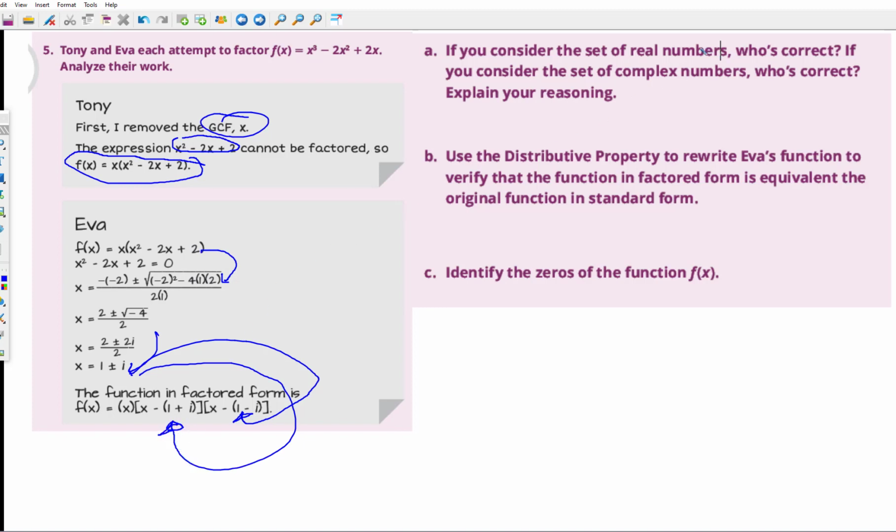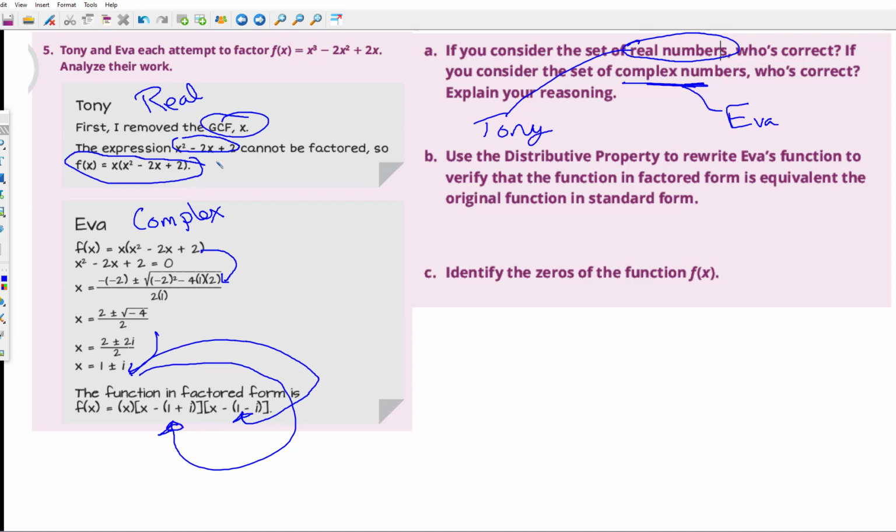Who is right? If we're only looking at the real numbers, who is right? Would Tony or Eva be right? Tony. If we're only looking at the real number system, then Tony is right. But if you're also wanting to consider the complex, then Eva's right. So if you want to consider imaginary or irrational numbers, then we can go further. But if you're not looking at going that route, then we'll stop at this factor.